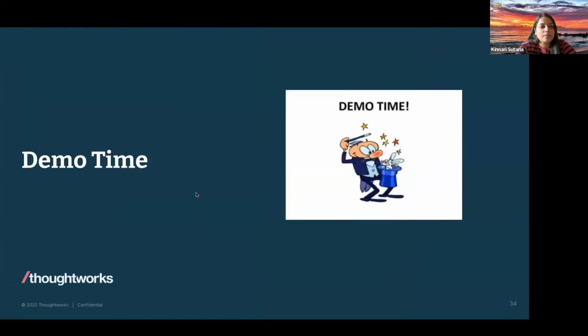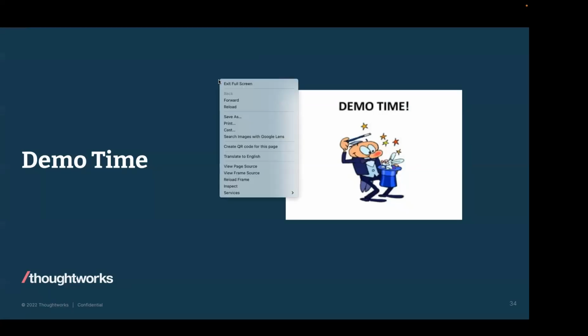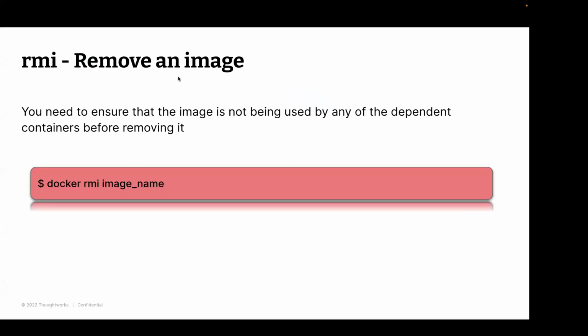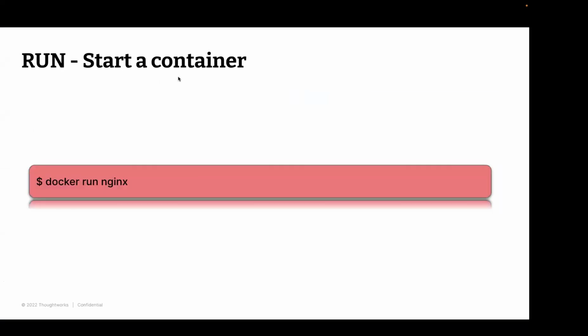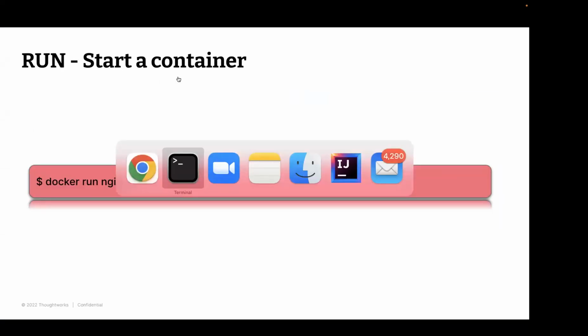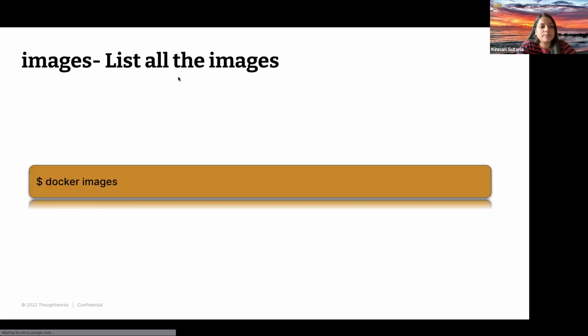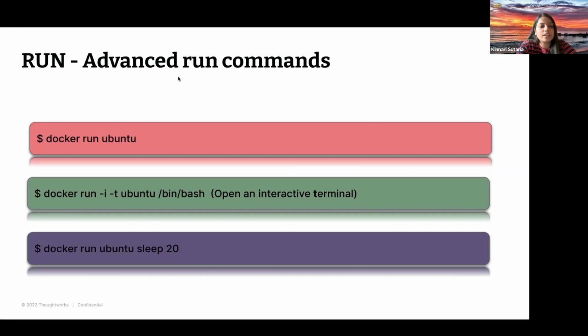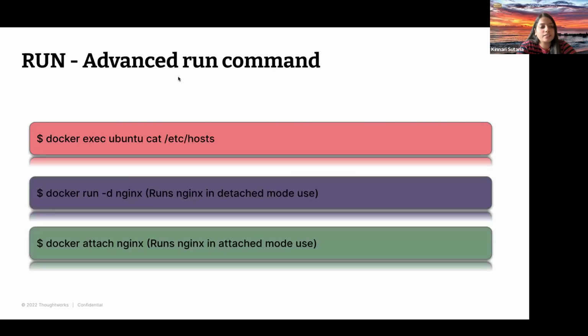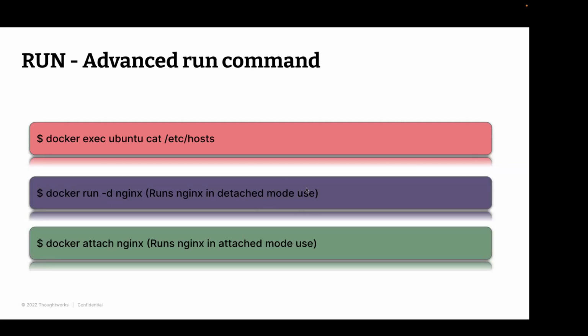So were you all able to do it? How to detach the container? For detaching, you have to use -d in your run command, like this. docker run -d nginx. Then it will run detached.